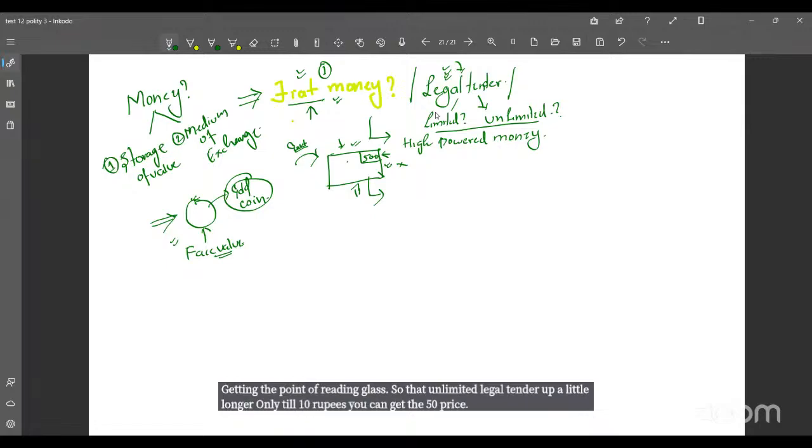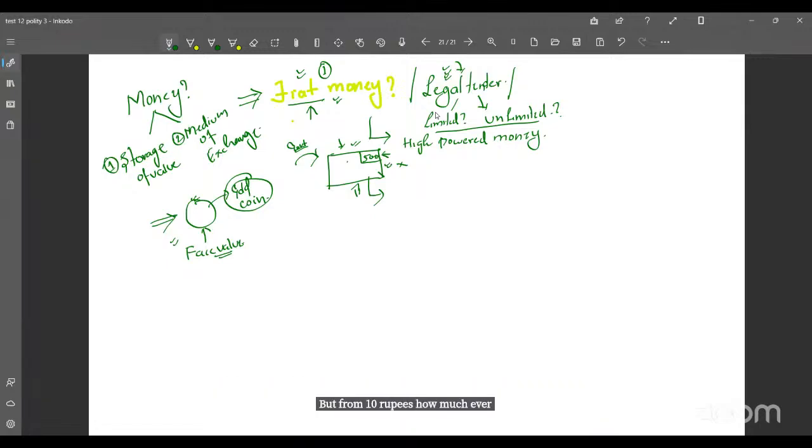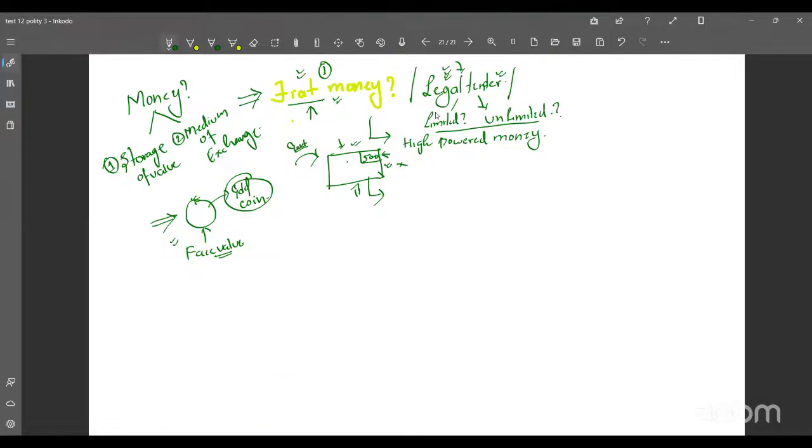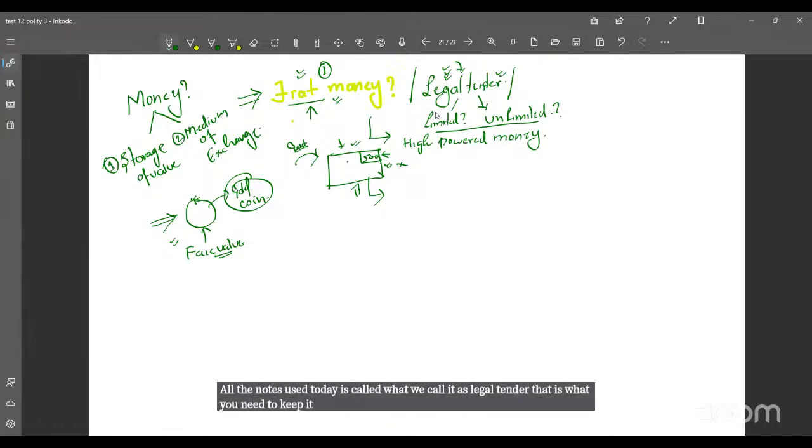But from 10 rupees, however much money you have to pay, you can pay it with the money you have in your hand. It has to be accepted within the territory of India. That is why it is called legal tender. This is what you have to keep in mind. All the notes used today are what we call legal tender. The money we are using today is fiat money which has legal backing, so we call it legal tender.